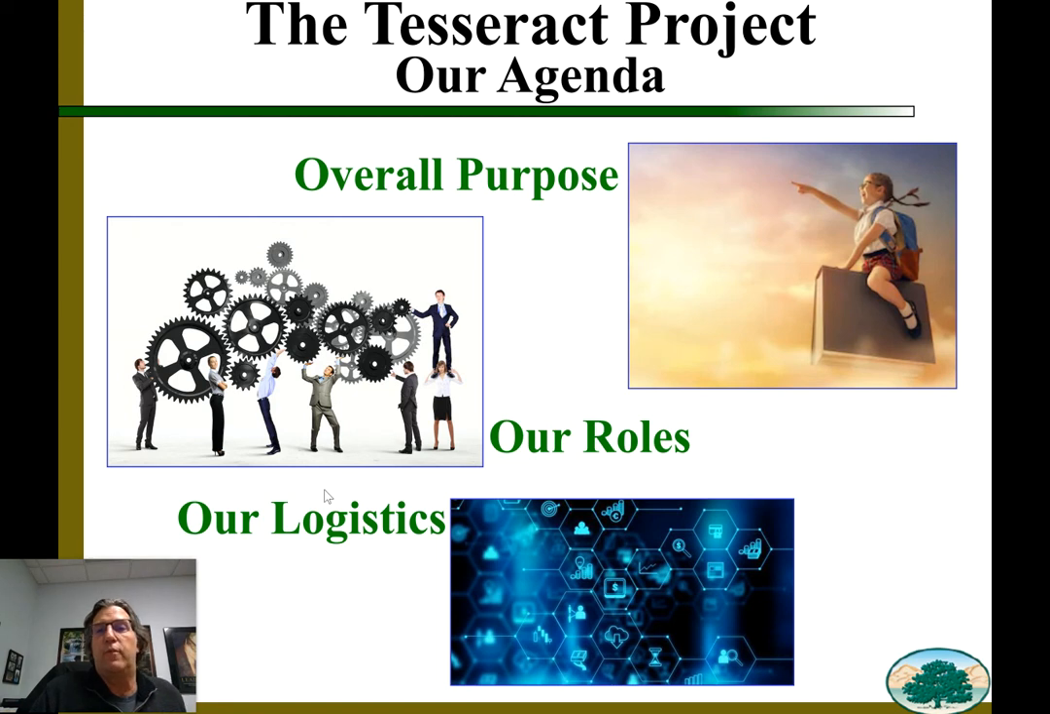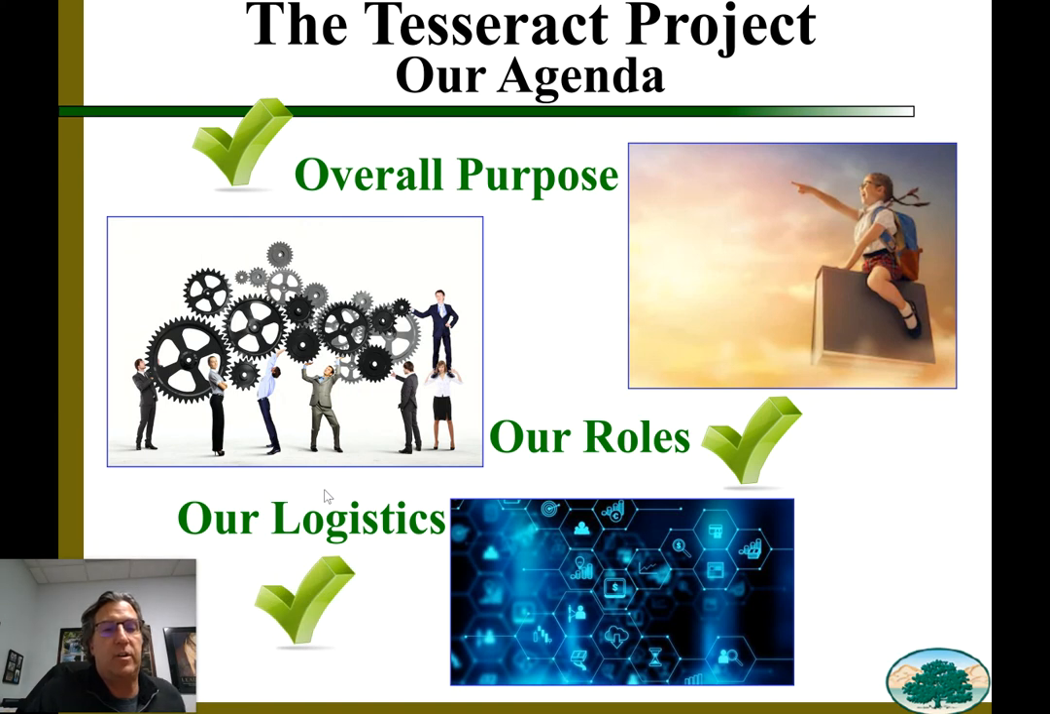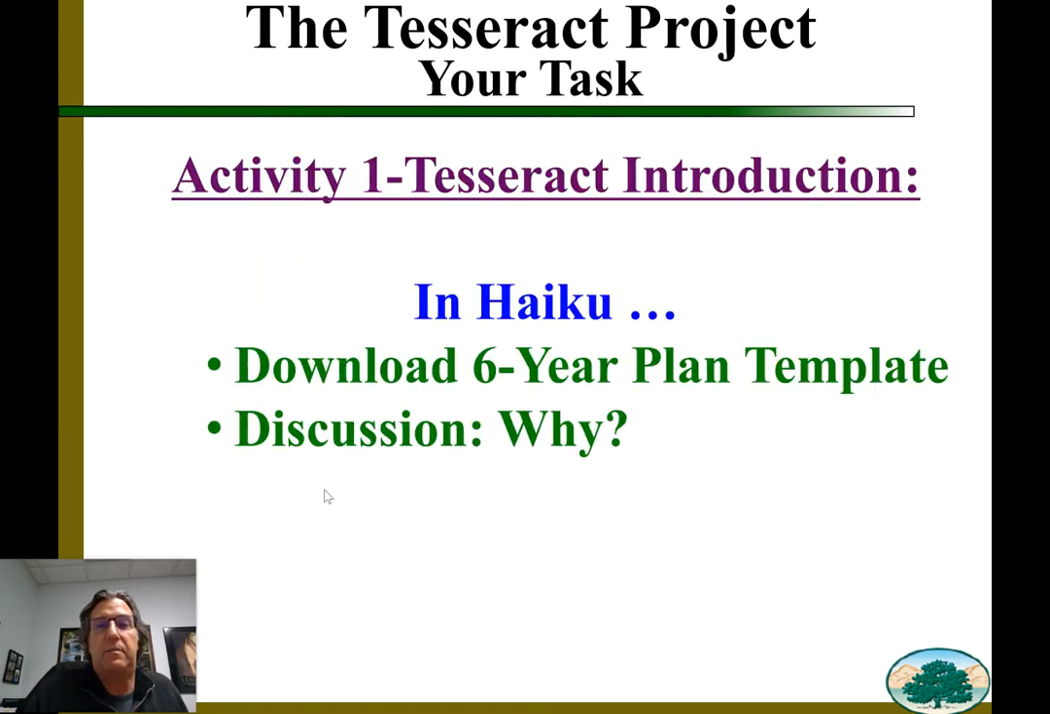So that's it. Our overall purpose is to radically improve our schools by improving ourselves and our systems. Our roles: you lead, I frame the dialogue, and we work together and build a phenomenal potential in our strategic plan and our logistics of the Haiku and the spreadsheet for the 6-year plan. We're looking good at all three. So I would consider this first component a success.